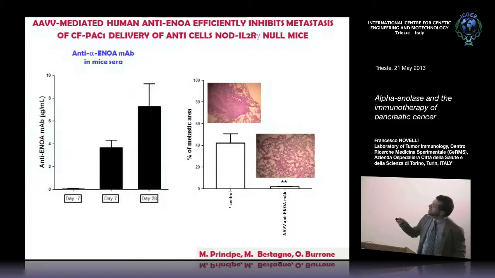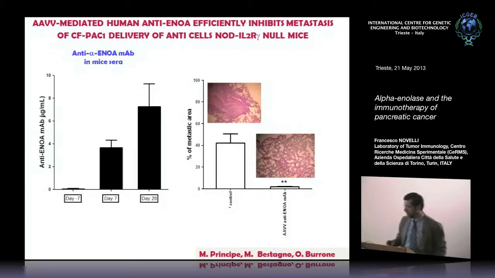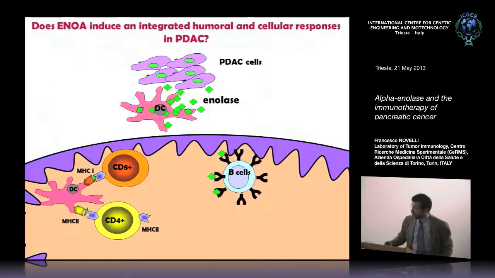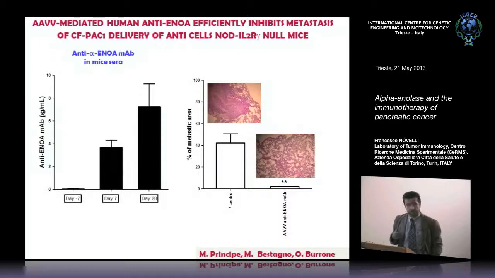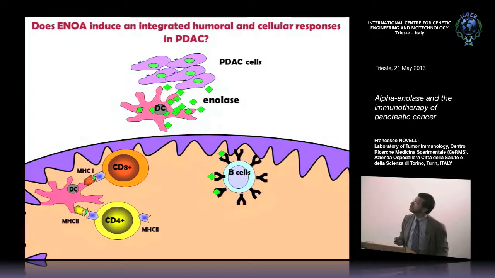Here is the metastasis of the control. The lungs are filled by the tumor cells, and in the treated mice there are many areas that were free from metastasis. So those data clearly indicate that targeting alpha-enolase by antibody can be a very promising approach for immunotherapy, passive immunotherapy, against pancreatic cancer.